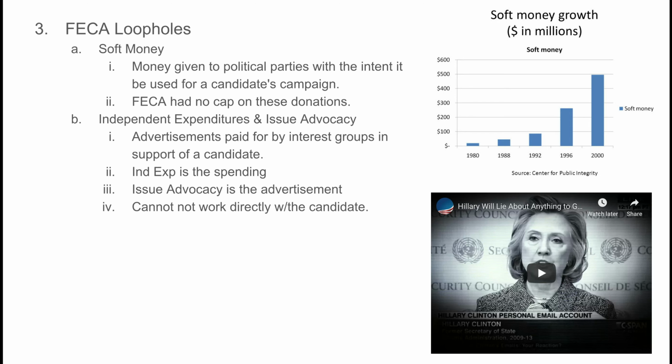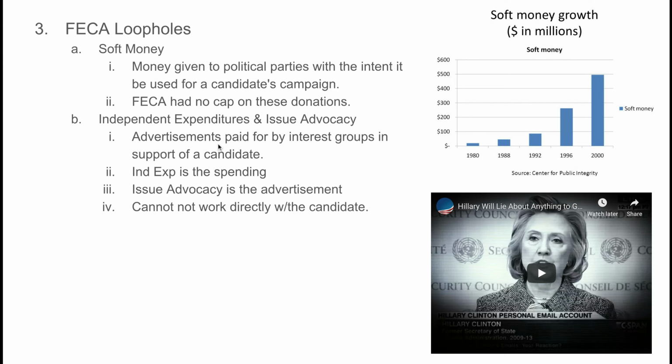There were no caps on these soft money donations, only on the hard money. So soft money is that go-around, where you give it to somebody else to spend on them. The hard money is when you give it directly to them. The hard money was limited, but the soft money was the loophole. Those political parties then spent it on those candidates. And you can see from this graph on the right how soft money donations greatly increased over time and reached a peak in 2000.